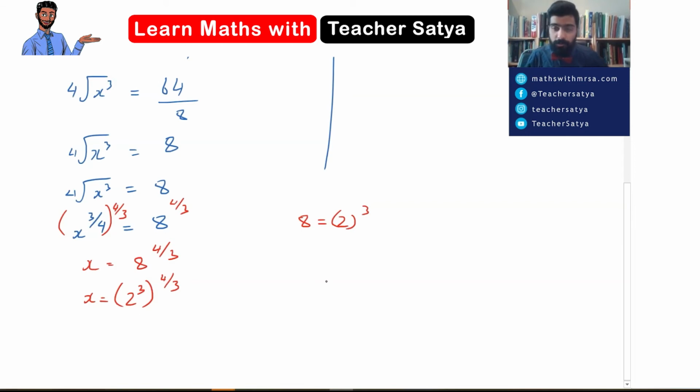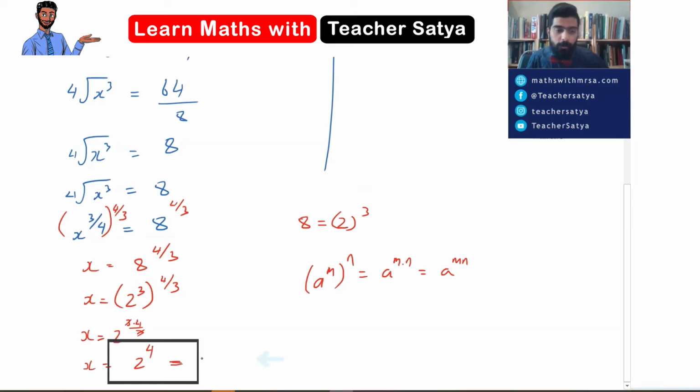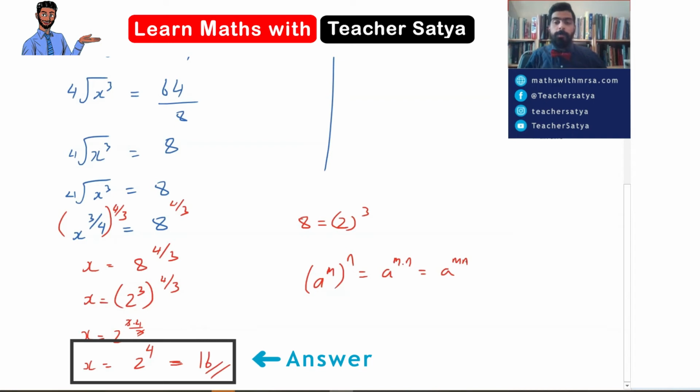Now we also see from the laws of exponents that a to the power of m, to the power of n, is equal to a to the power of m times n, which is a to the power of mn. In this, what do we have? x is equal to 2 to the power of 3 times 4 over 3, which would give us x is equal to 2 to the power of 3, and the 3s will simplify, which is equal to 2 to the power of 4, and 2 to the power of 4 is equal to 16.